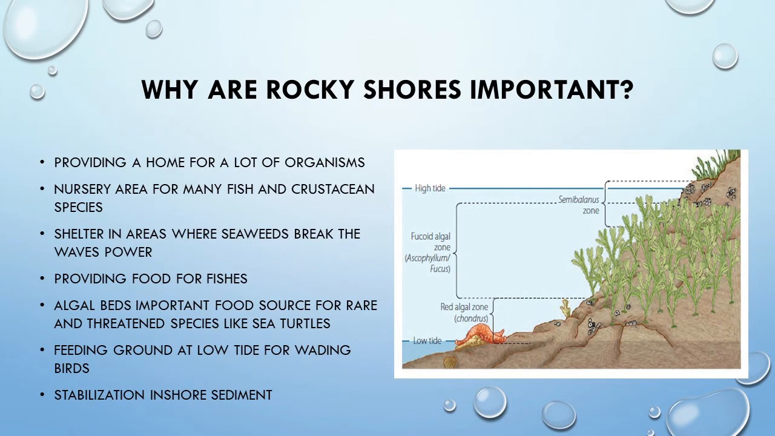For one, they provide a home for a lot of organisms and serve as a nursery area for many fish and crustacean species. They provide shelter in areas where seaweeds break the waves' power and provide food for fishes. Rocky shores have algal beds that serve as an important food source for rare and threatened species like sea turtles. It also serves as a feeding ground at low tide for wading birds and is also used for stabilization of inshore sediment.